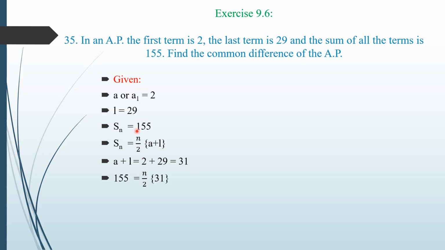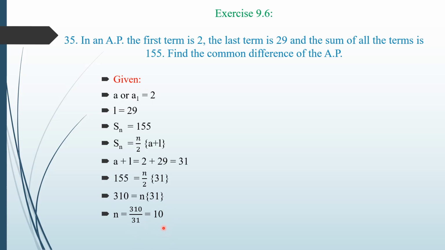Sn I'll keep as 155 equal to n, which I'll keep as it is because I don't know the value of n here. In place of a plus l I'll substitute the 31 we just calculated. Now simplifying this further, when I take this 2 to the numerator, that will be 155 into 2, that is 310 here. So 310 is equal to n into 31. When I simplify this further, n I'll keep as it is. I'll take this 31 to the left hand side, and it will go to the denominator. Therefore 310 divided by 31 will give me 10.